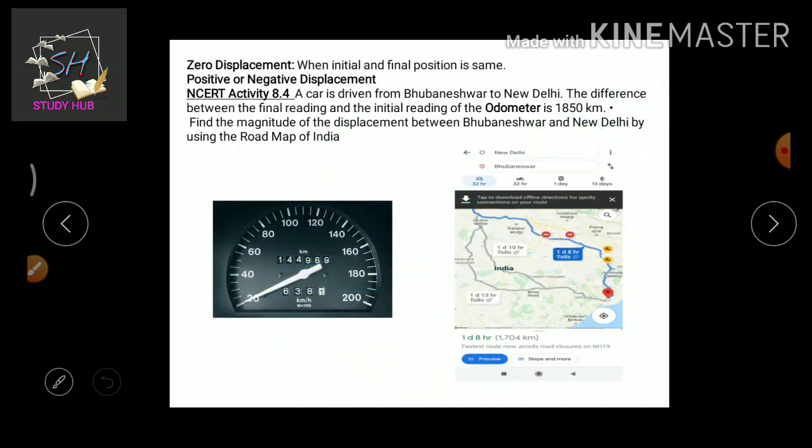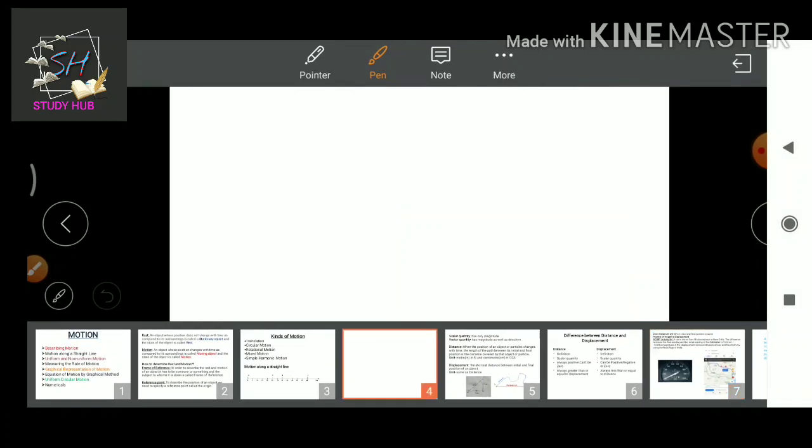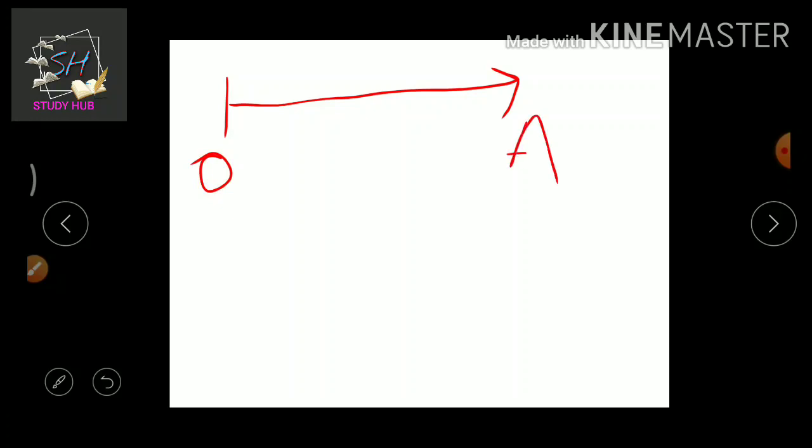Now there is a concept, zero displacement. When is zero displacement possible? Let's take another example. Suppose an object is moving from O to A, and then it travels back to O. That means here the displacement is 0.